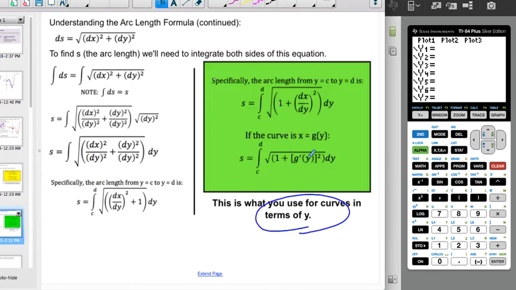Again, if your function was written instead of as y equals a bunch of x stuff, as x equals a bunch of y stuff, written as g of y, you could call this g prime of y. So we're going to walk through some examples.